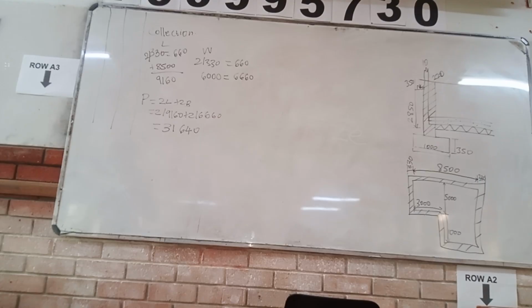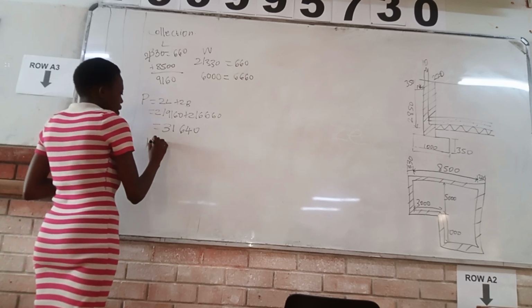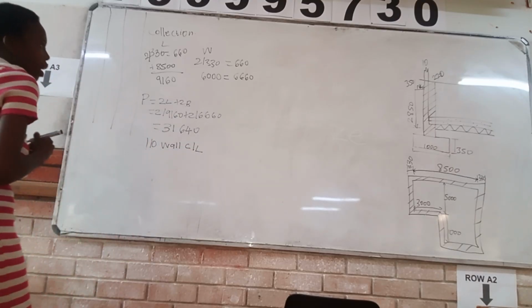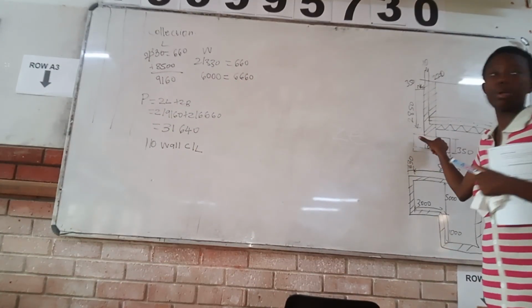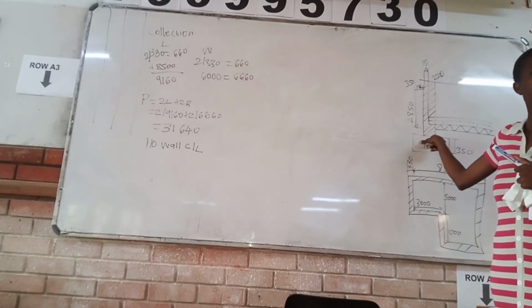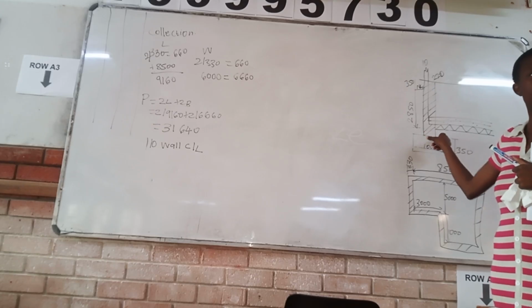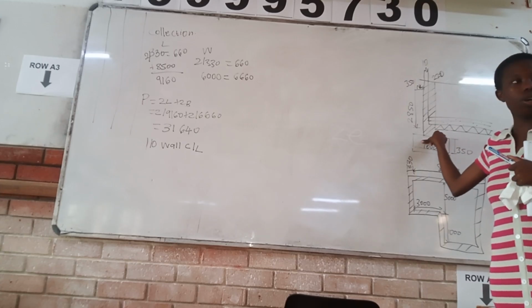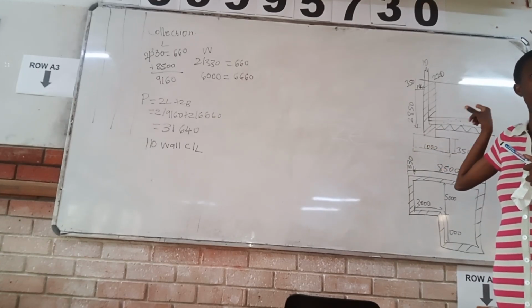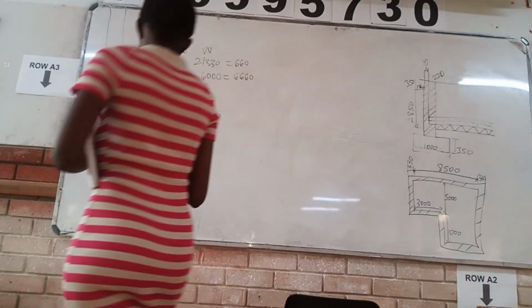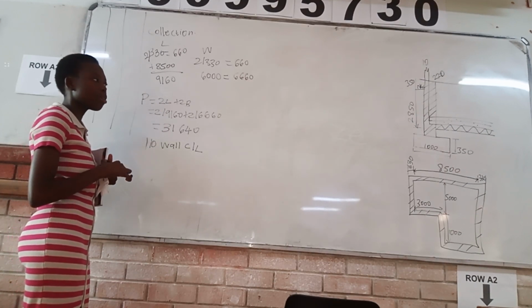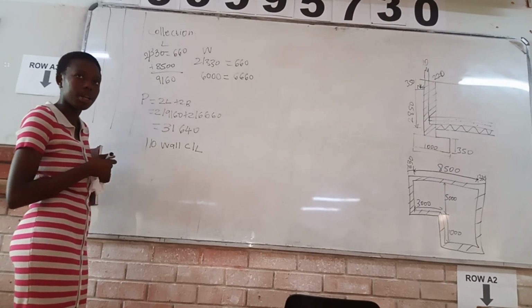After calculating the perimeter, which is 31,640, we now need to calculate the 110 wall center line. Can you see that our foundation wall is in the middle of the concrete footing? If a foundation wall is in the middle of a concrete footing, the center line of the concrete footing and the center line of the foundation wall are equal.